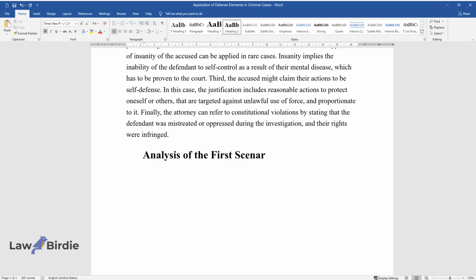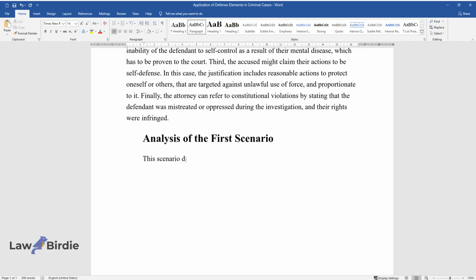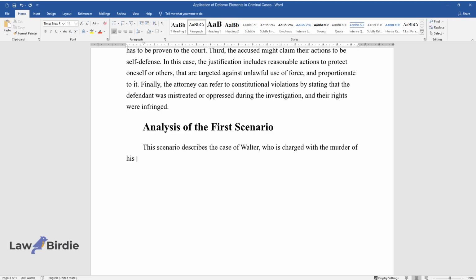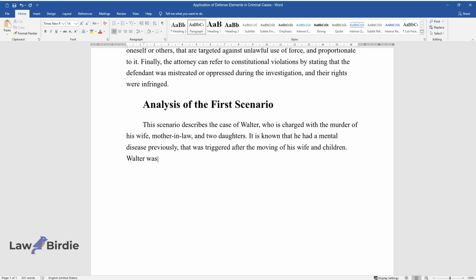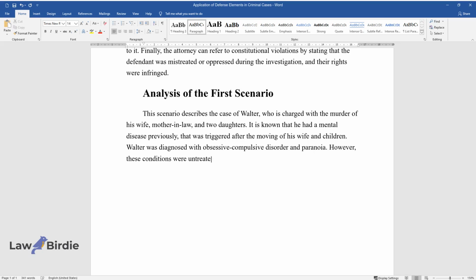Analysis of the first scenario. This scenario describes the case of Walter, who is charged with the murder of his wife, mother-in-law, and 2 daughters. It is known that he had a mental disease previously, that was triggered after the moving out of his wife and children. Walter was diagnosed with obsessive-compulsive disorder and paranoia. However, these conditions were untreated.